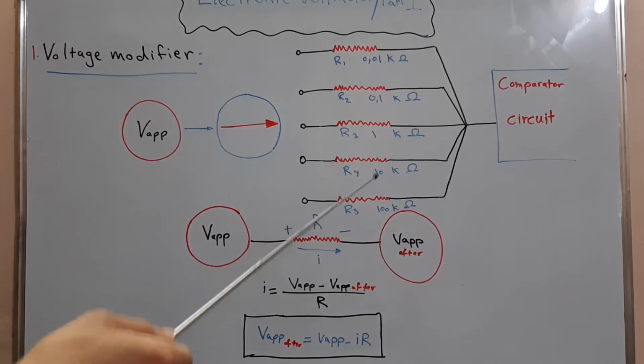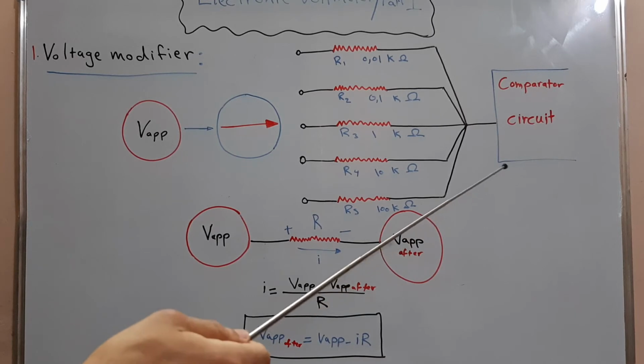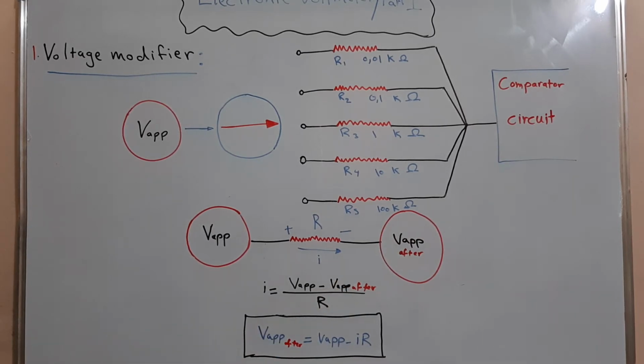After these branches, a signal will pass to the comparator circuit. The reason behind using the voltage modifier is to widen the range of voltages that we can measure with the same voltmeter.